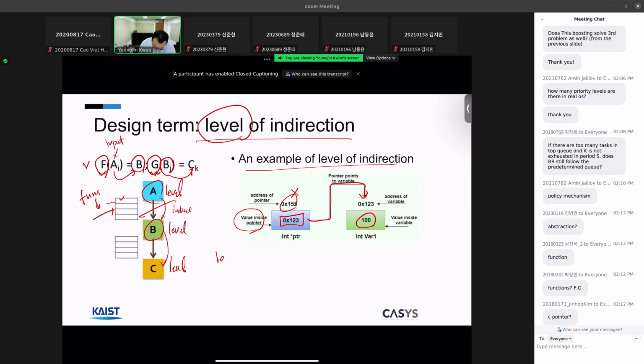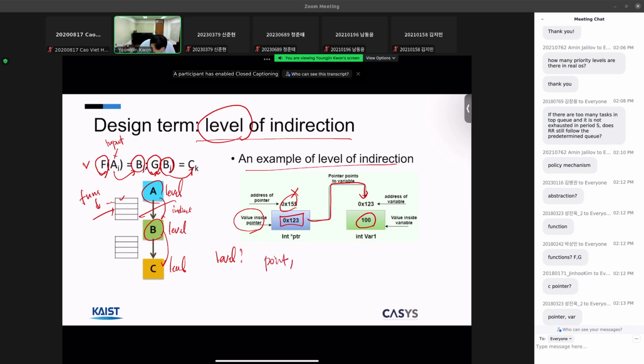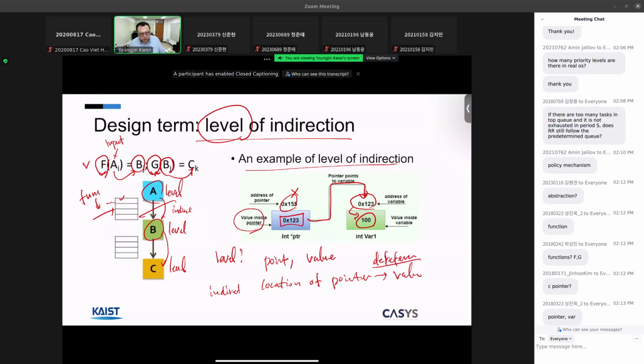So here, what is the level? Translating from the pointer to the value. What is indirection? The relationship between the location and the address, called dereference. That's the indirection. Good, so that is the level of indirection. The address-level information and the value-level information are distinct, and they are connected by this dereference operation. Level of indirection.